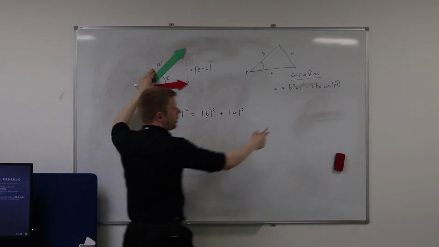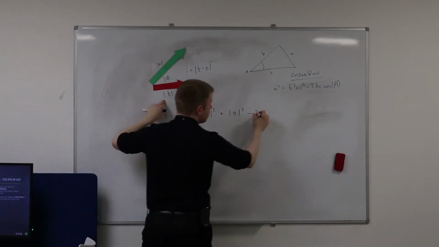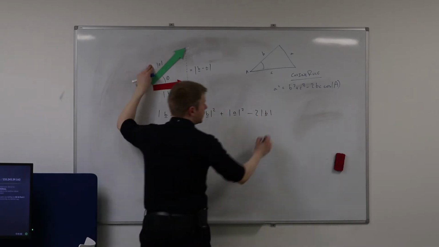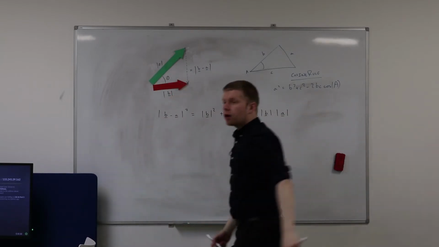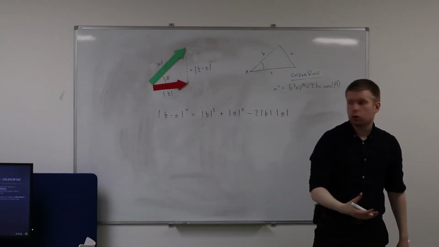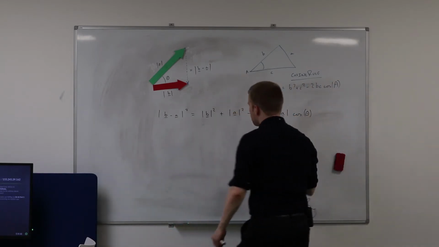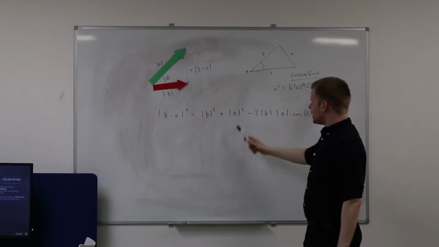Okay? And then I should take away 2 lots of the length of this vector here times by the length of this vector here. And then I should times that by the cosine of the angle between those two vectors, which I've just happened to call theta. So cosine of theta. Okay. Now, at the moment, I can't really do much with this, but let's think about this.